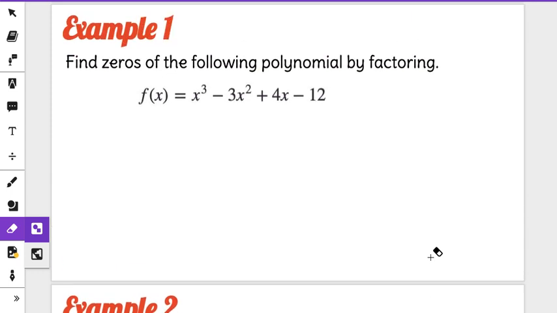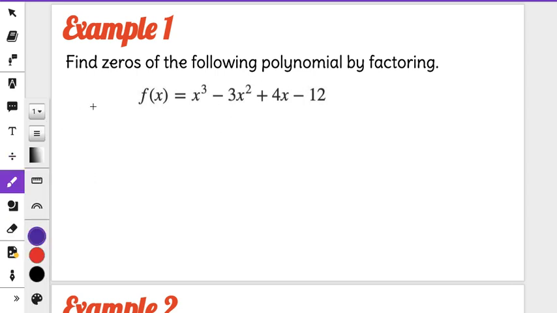The first example is x to the third minus 3x squared plus 4x minus 12. And as you can see, instead of 2 terms or 3 terms as in the previous videos, now we have 4 terms here. So like the way we did before, let's set up the equation first. Since we're finding zeros, we just set it equal to 0.